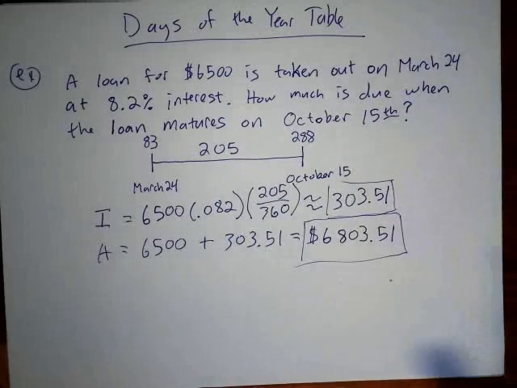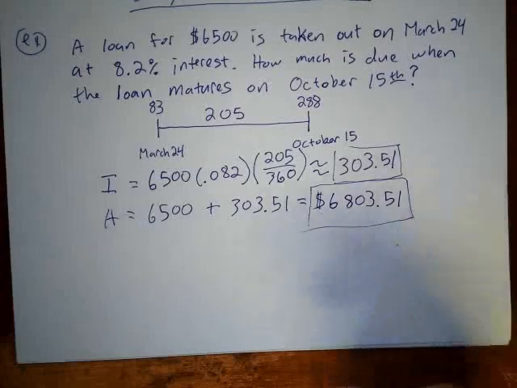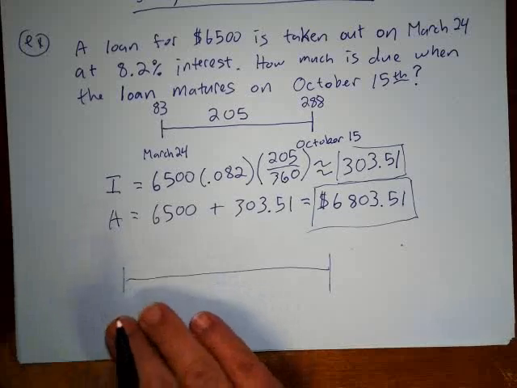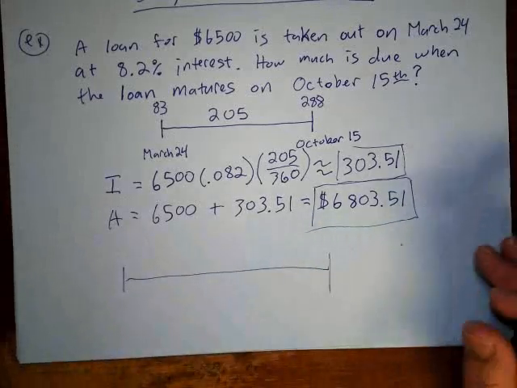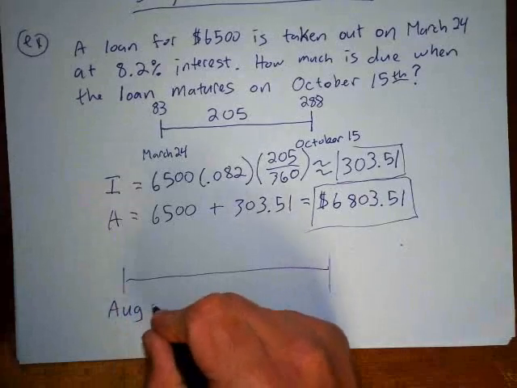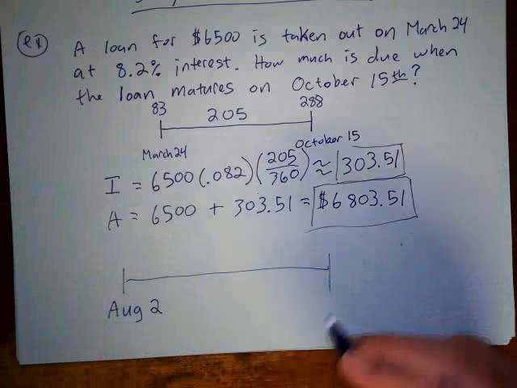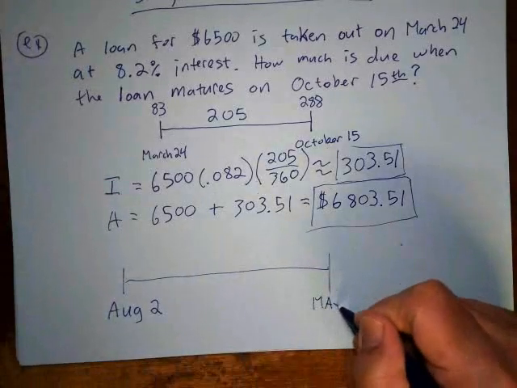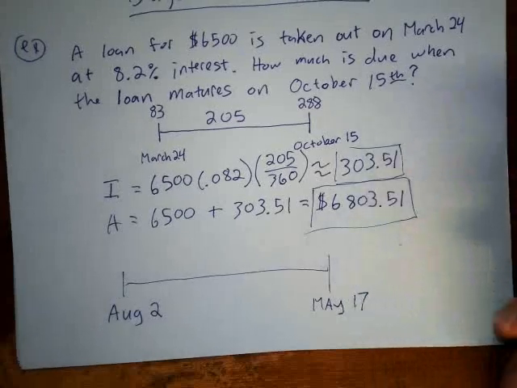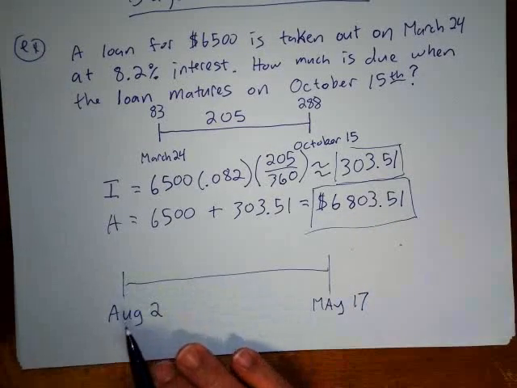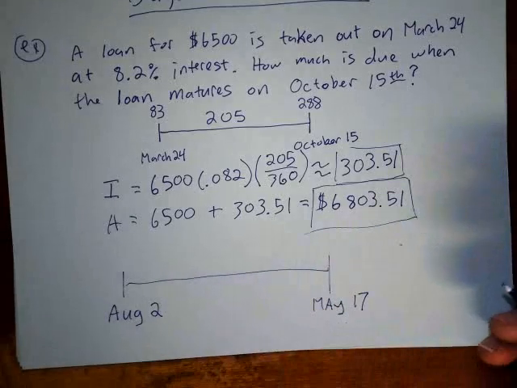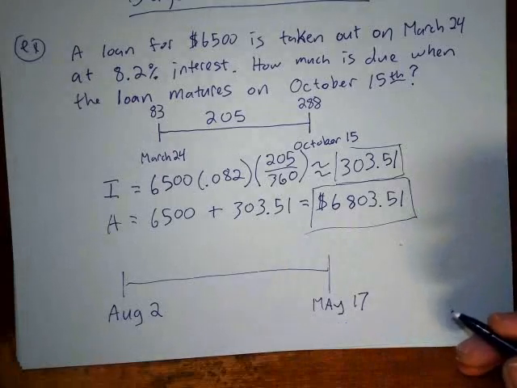Okay, now there's one more thing I want to show you, and that is it is possible for your loan to start in 1 year and then end in the following year. So let's say our loan went from August 2nd to May 17th. Okay, so if this is August and the ending of the loan is May, then we know that we went into the next year. So how do you figure this out?